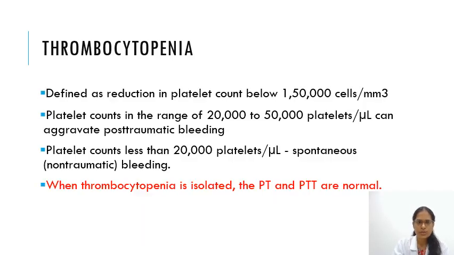So what is thrombocytopenia? It is a decrease in the platelet count below 1,50,000, but bleeding occurs only when the platelet count is less than 20,000. That will lead to spontaneous bleeding. When thrombocytopenia is isolated, that is only platelets are decreased while all the other parameters are normal, then PT and APTT are also normal.